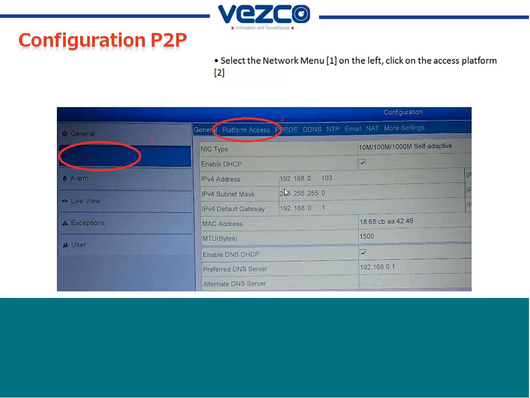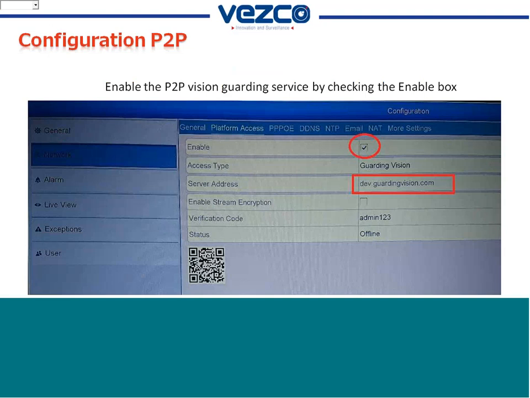Again, menu, configuration. In configuration, we go into the network tab. From the network tab, we have to make sure DHCP is checked, and then we click on platform access. Clicking on platform access is going to open this new screen. Make sure you have enabled. Second, make sure your server address is the same one that we have here, dev.guardingvision.com.